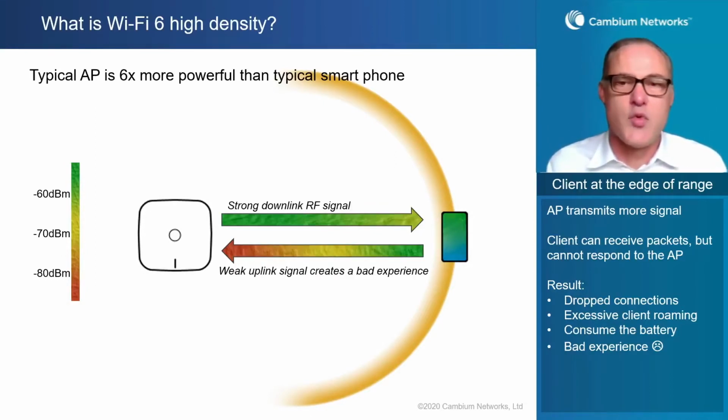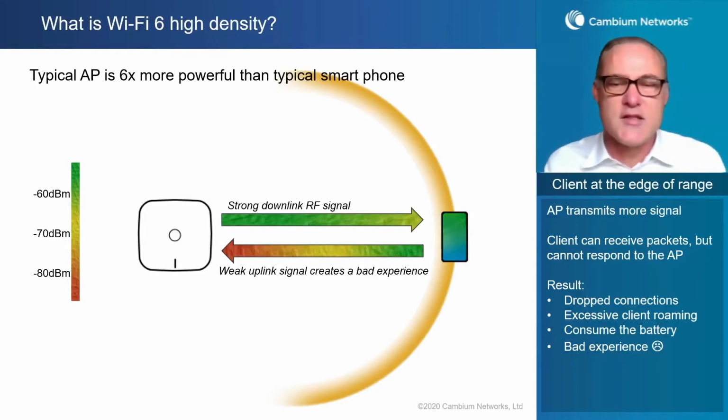This is really the number one issue in troubleshooting a high density network: the cell size itself, the size of the broadcast cell from the access point, is just too large. The AP is transmitting too much signal and the client cannot return the packets, cannot respond. So this results in dropped connections, excessive client roaming, and increased battery drain. Overall, it's just a bad experience. It's not what you want.